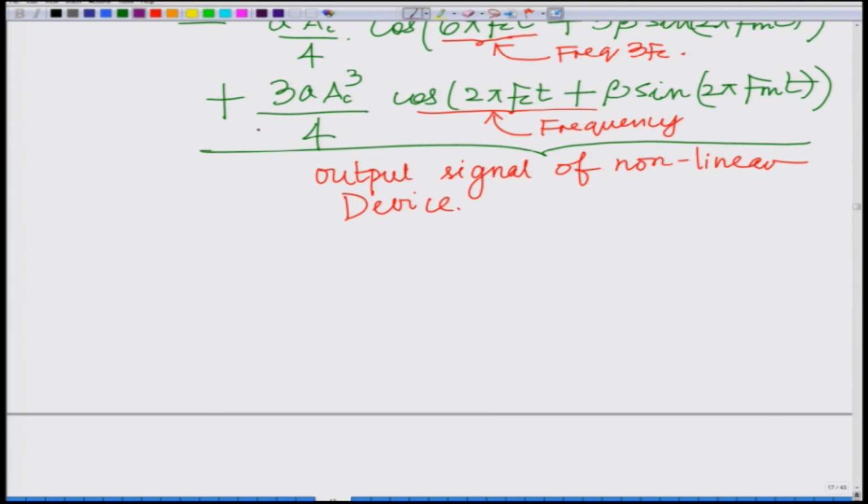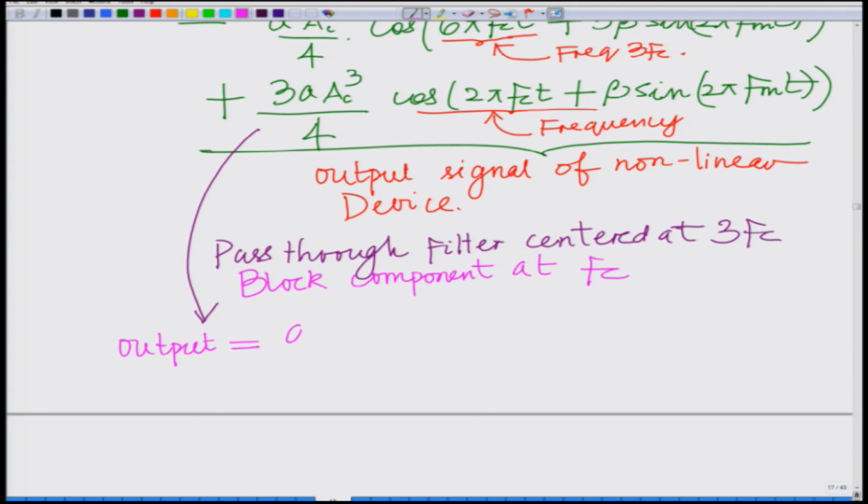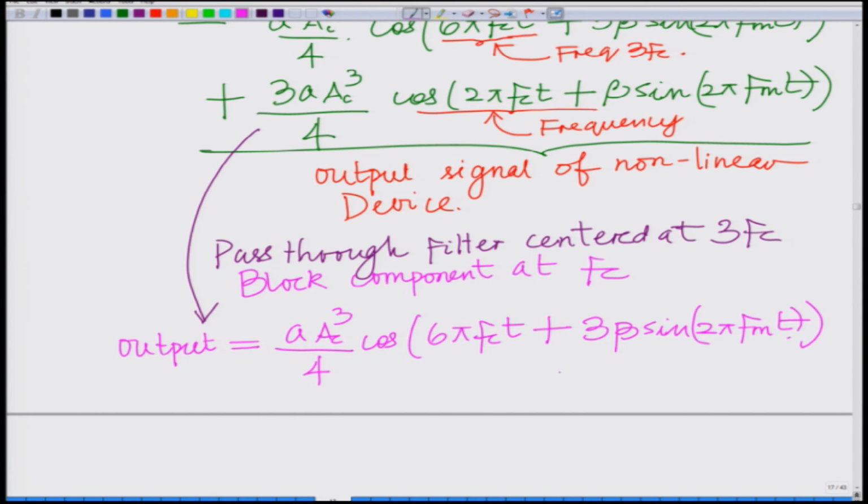So, pass this through a filter centered at 3 Fc and block the signal component at Fc, and therefore the net output will be A_c cubed divided by 4 cosine(6 pi Fc t plus 3 beta sine(2 pi Fm t)). Okay.